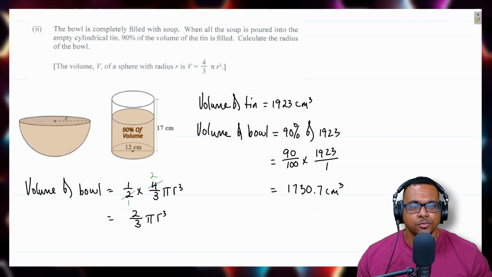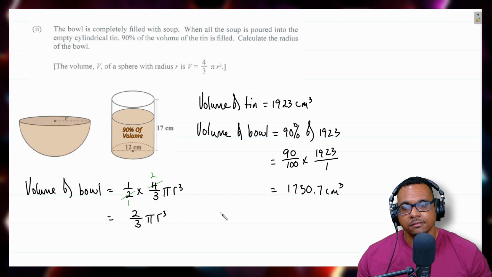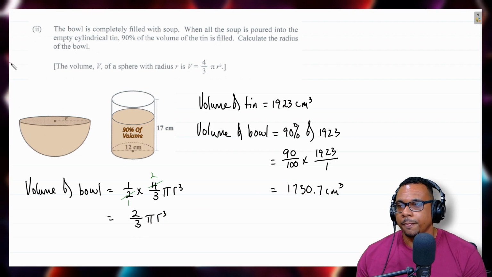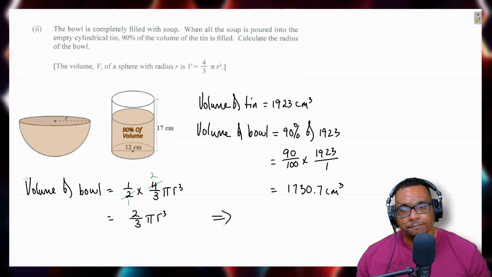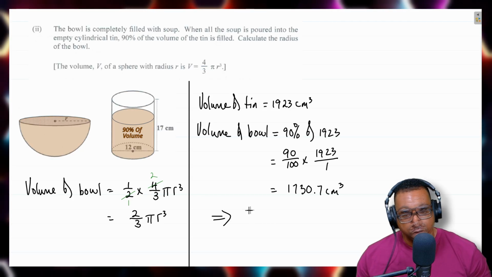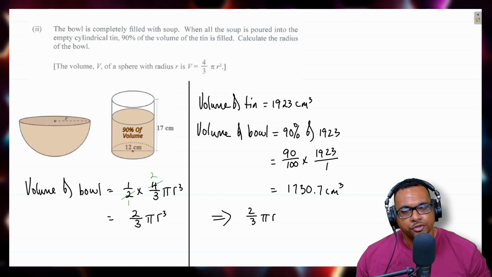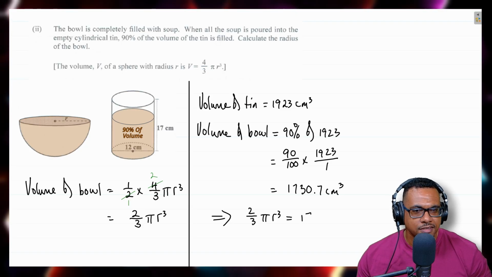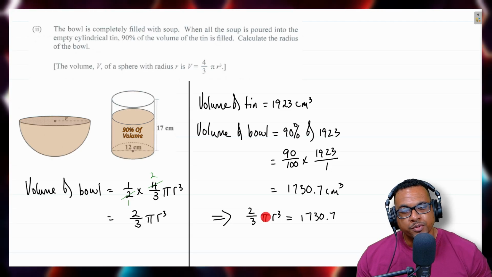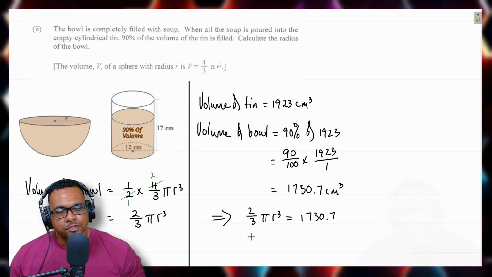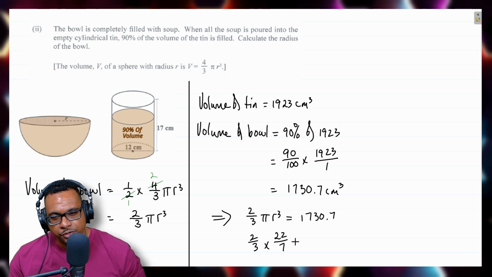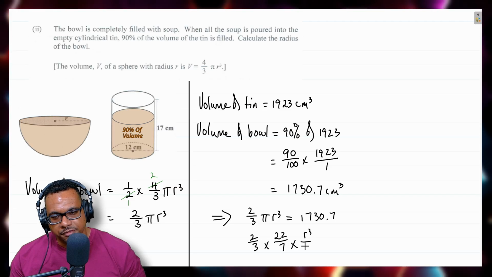So now, if the volume of the bowl is 2/3 pi r cubed, and the volume of the bowl is also 1,730.7, then 2/3 pi r cubed has to be equal to 1,730.7. So this would imply, I'll draw a line here to separate these, that 2/3 pi r cubed is equal to 1,730.7. Now remember, in this question, we are using pi as 22 over 7. So let's put that in. So we have 2/3 multiplied by pi, which is 22 over 7, multiplied by r cubed, and I'll put the r cubed over 1 so I can simplify properly.